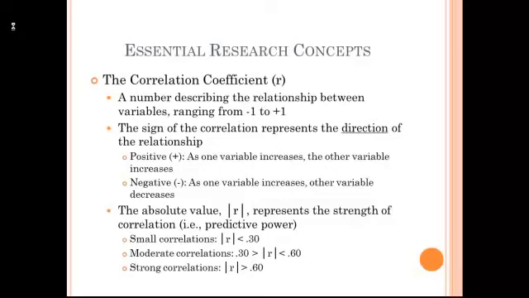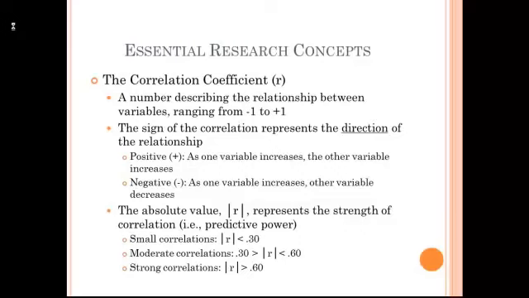Small correlations that have generally weak predictive power are correlations that are less than an absolute value of 0.3. Moderate correlations have an absolute value that ranges between 0.3 and 0.6. Strong correlations, those with very strong predictive power, are correlations that are greater than 0.6.